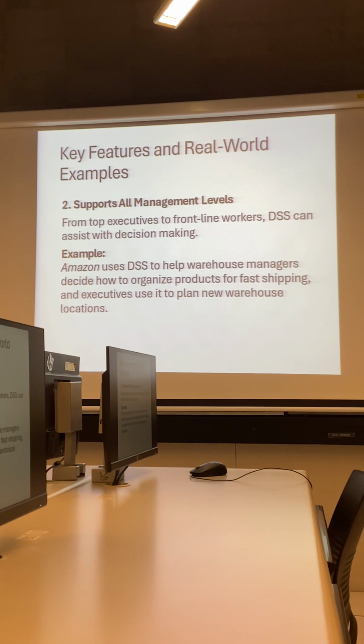Okay. For example, Amazon, we all know Amazon, right? This is pretty much an e-commerce website. Amazon uses DSS to help warehouse managers decide how to organize products for fast shipping. The concept is the same: find the best and most efficient arrangement of products for fast shipping. And executives use it to plan a new warehouse location.